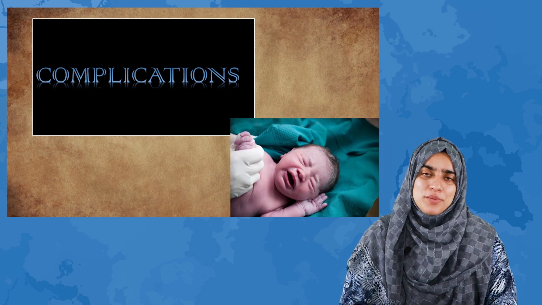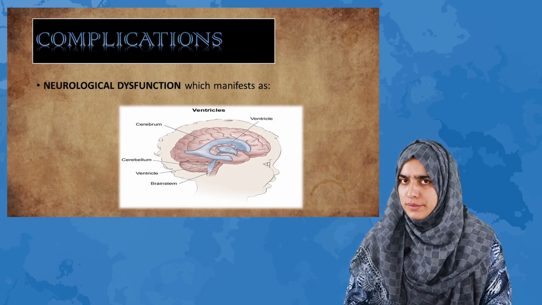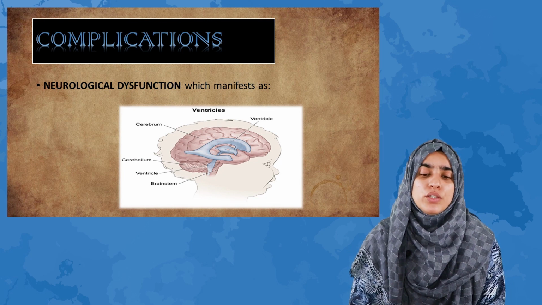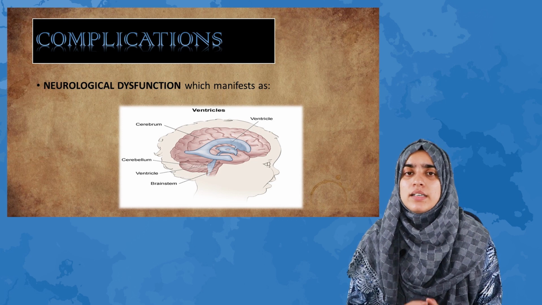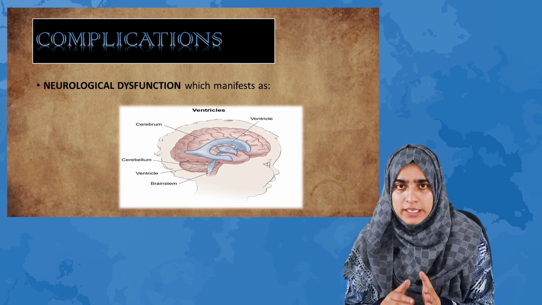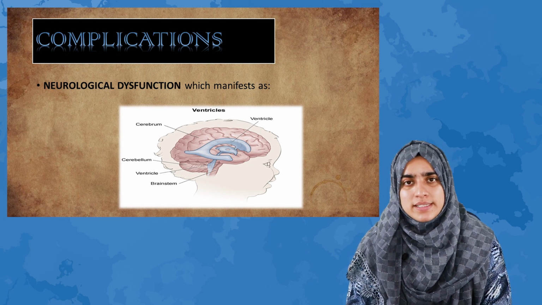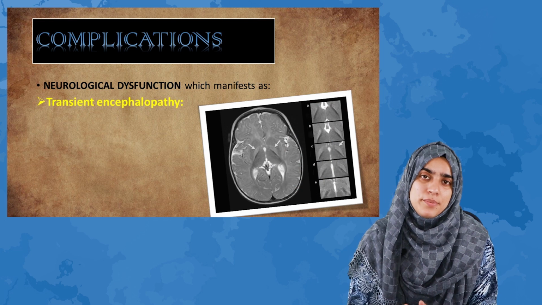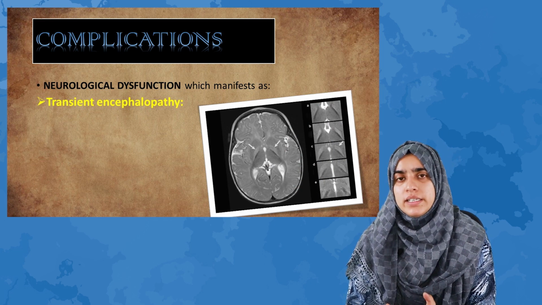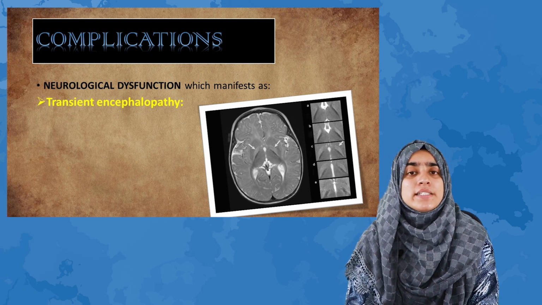Now we'll see some of the complications of this condition, jaundice. Hyperbilirubinemia. If it's not treated on time, or if it's not treated well, then it may result in the unconjugated bilirubin penetrating to the brain, leading to the neurological dysfunction, which manifests as transient encephalopathy. That is, it's a neurological dysfunction which is seen in the early stage, and it is just for a short period of time, and it is reversible.